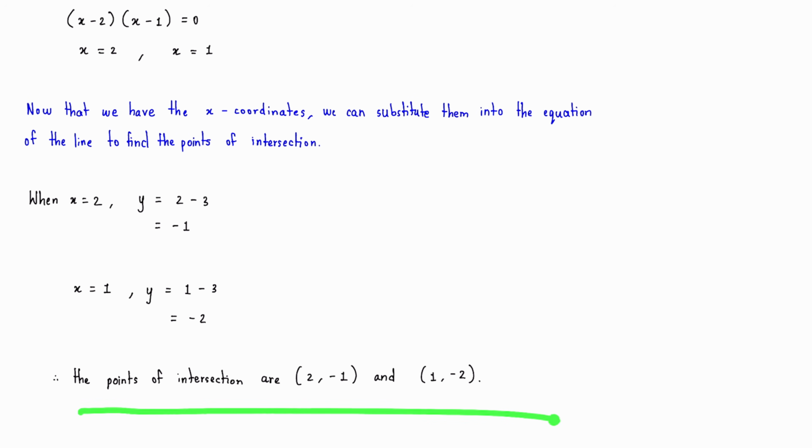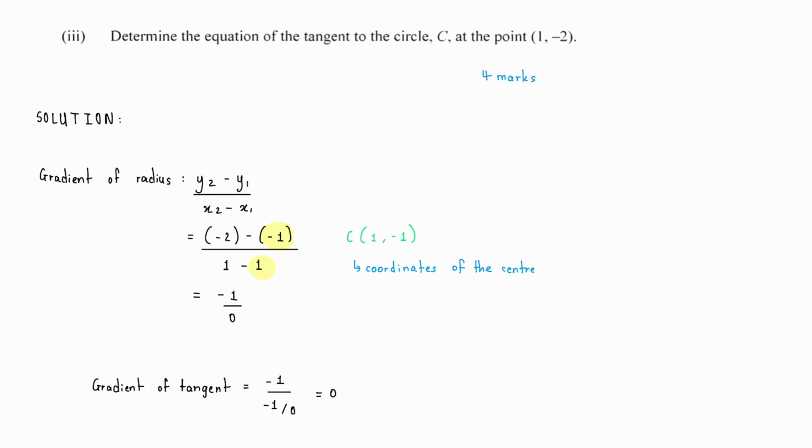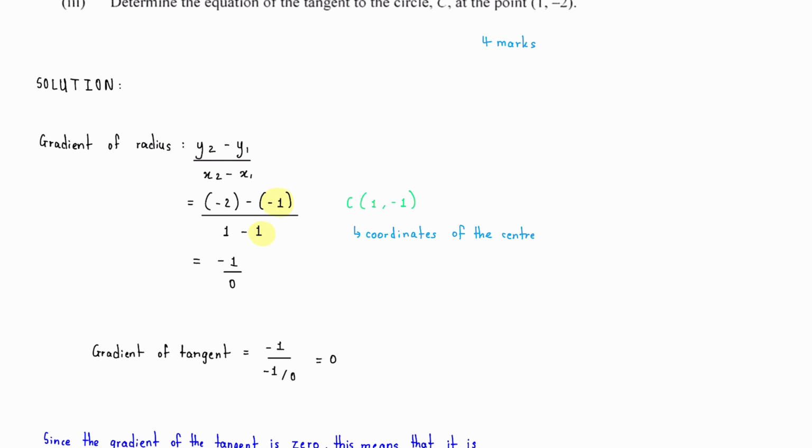Therefore, the points of intersection are as such. That's how you do that part. Now number 3, for 4 marks, we are going to determine the equation of the tangent to the circle C at the point (1, -2). Now let's look at the solution.